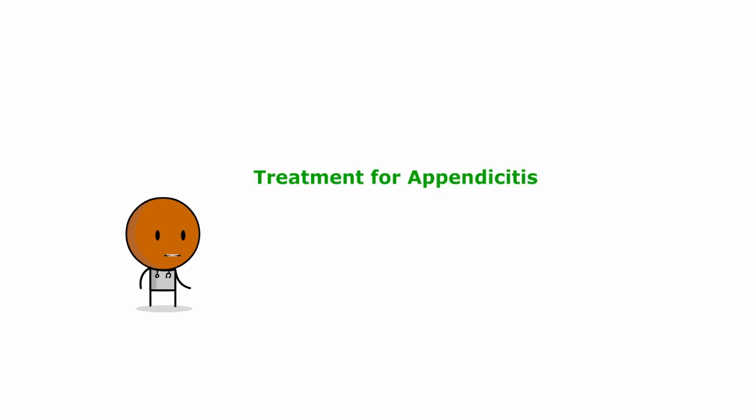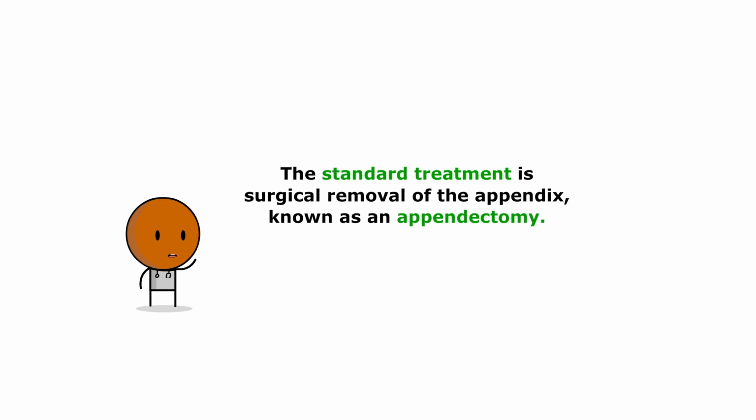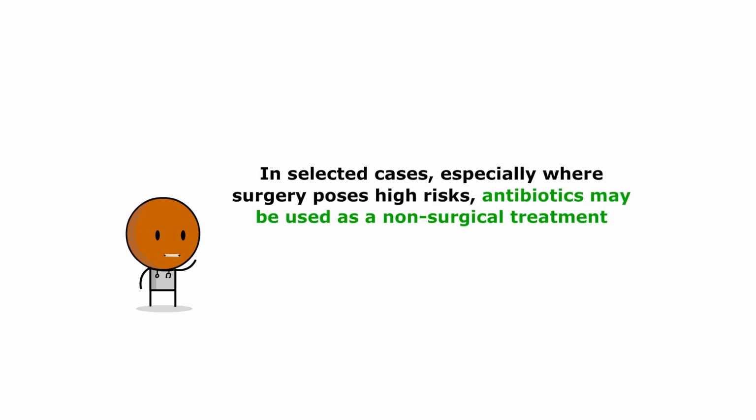So what's the treatment for appendicitis? Well, once appendicitis is diagnosed, prompt treatment is crucial to prevent some of these life-threatening complications like rupture. The standard treatment is surgical removal of the appendix, known as an appendectomy. This can be performed via an open or laparoscopic approach. In very select cases, especially where surgery poses high risk, antibiotics may be used as a non-surgical treatment.